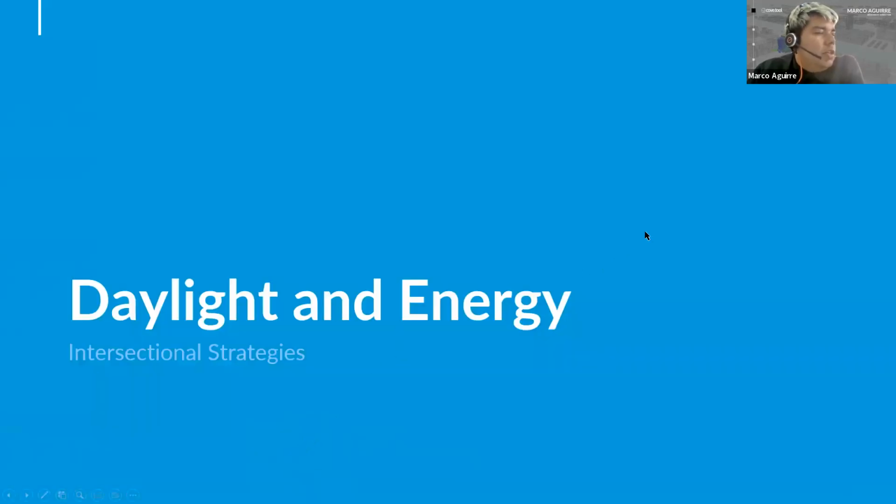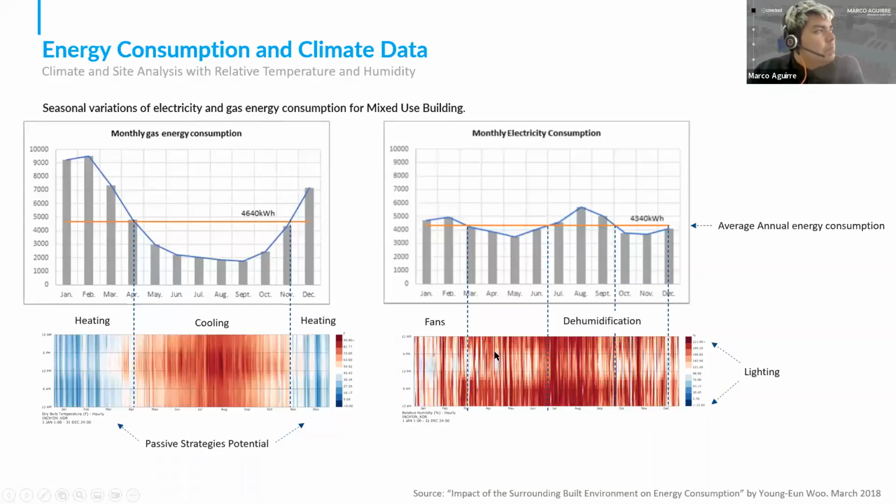Back to the presentation. Daylight and energy have a lot to do together. Here's a quick slide that we got from the weather file presentation and looking at passive strategies. This is just looking at the climate files, the temperature and humidity, and how that kind of indirectly impacts energy consumption with the utility bills for gas and electricity. And of course, the same situation is happening with the 3D environment.